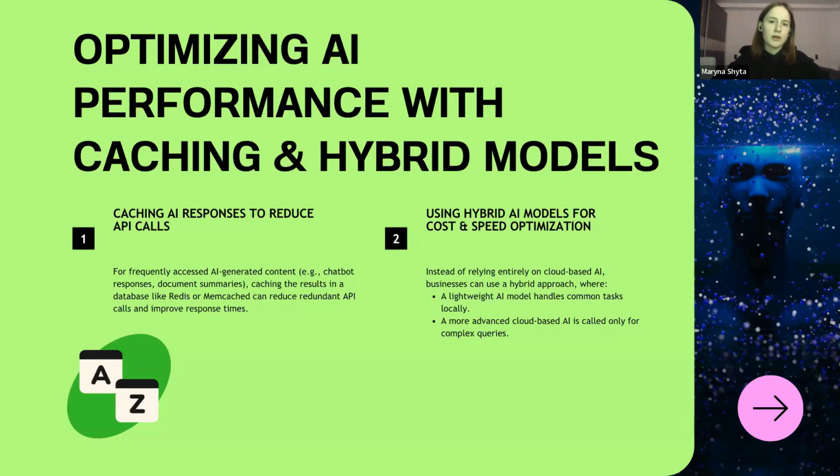Instead of relying entirely on cloud-based AI, businesses can use a hybrid approach, where first of all, a lightweight AI model handles common tasks locally, and a more advanced cloud-based AI is called only for complex queries. For example, a mobile app with an AI-powered voice assistant may use an on-device speech recognition model for simple commands, but send complex queries to Google Cloud AI for better accuracy. This reduces latency while optimizing costs.